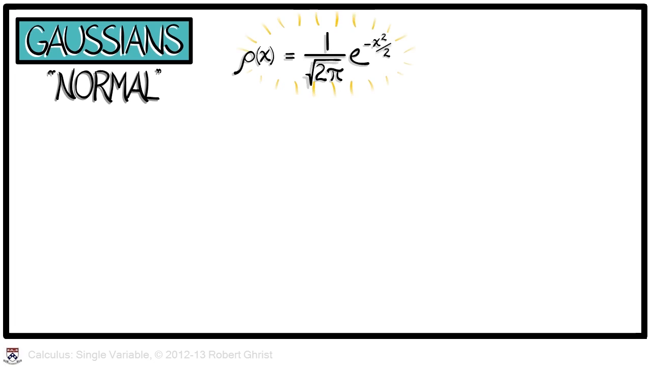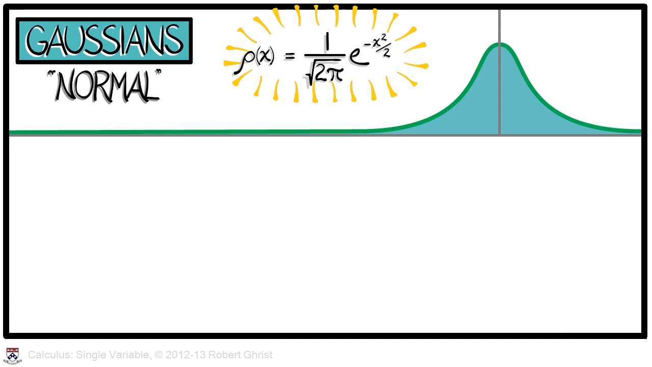There's one type of PDF that is of crucial importance that you're going to see again and again. This is called a Gaussian, or sometimes a normal PDF. This is the function rho of x equals 1 over the square root of 2 pi times e to the minus x squared. You've probably seen this before. This is sometimes called a bell curve. It has a peak around x equals 0 and then drops off.